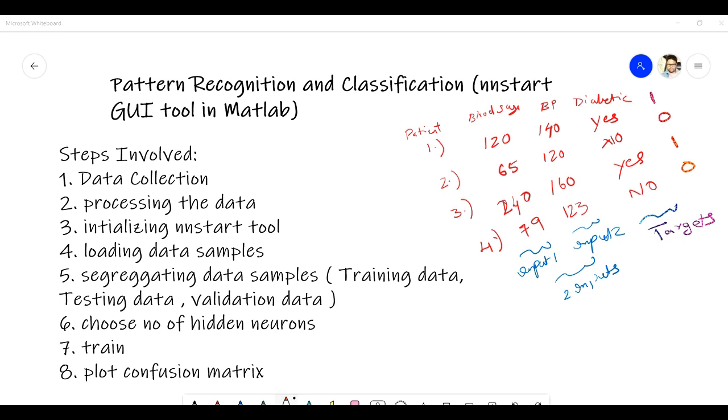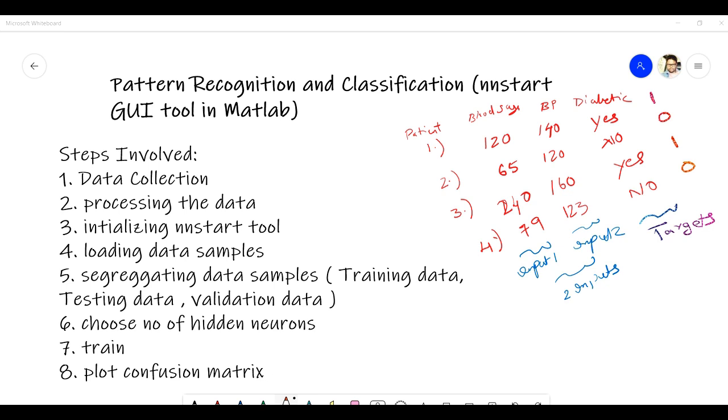Here you can see on the right hand side there are some samples of different types of patients, different number of patients with different conditions. We have to tell whether the patient has diabetes or not. So patient 1 has a blood sugar level of 120 and a blood pressure value of 140. So he is obviously diabetic, yes. Similarly, the second patient has a blood sugar level of 65 and a BP of 120. So he is not diabetic.